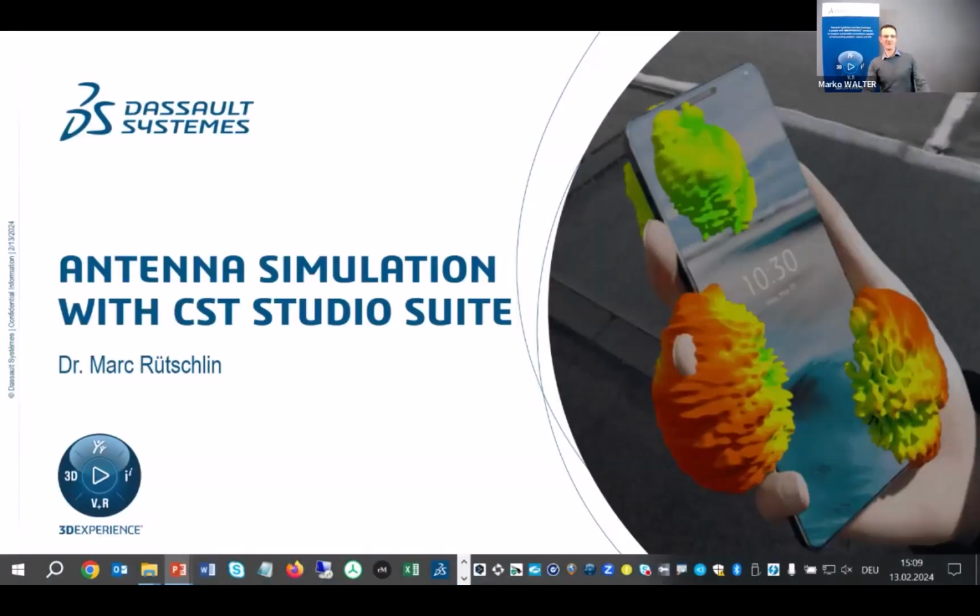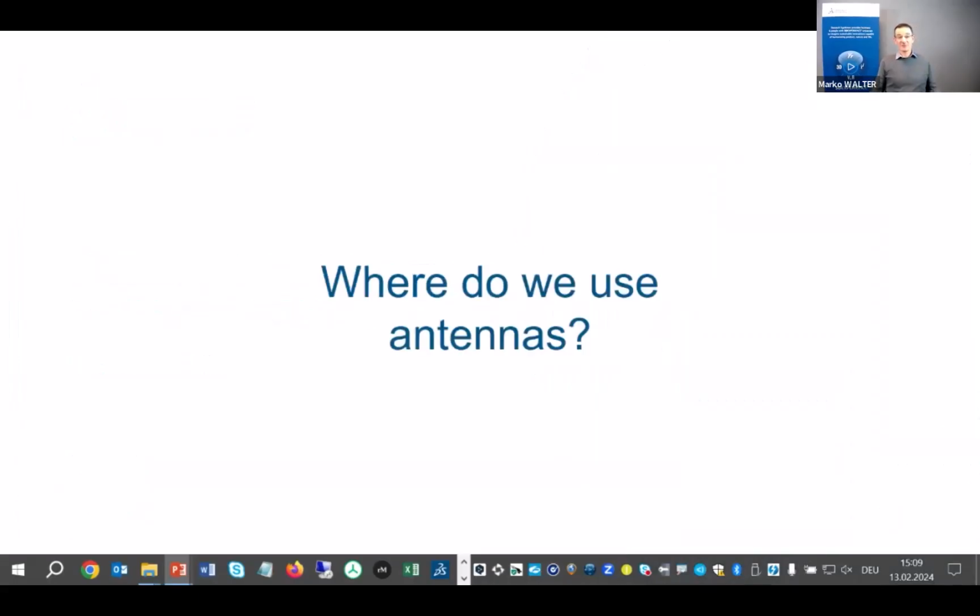So I'll start with the first presentation, which is about antenna simulation with CST Studio Suite, our Simulia tool for electromagnetic simulation. First question, of course, is where do we even use antennas?